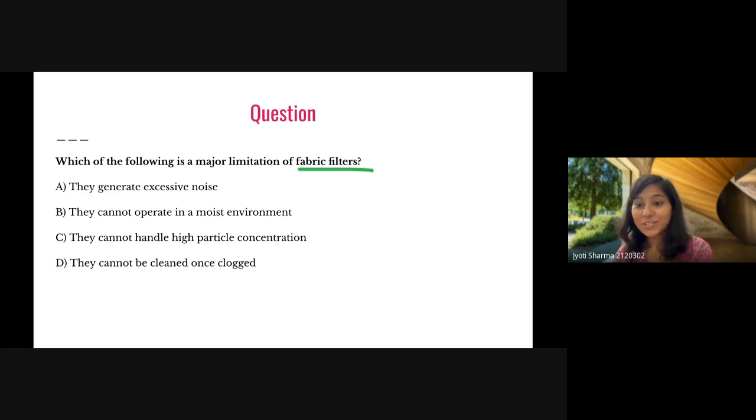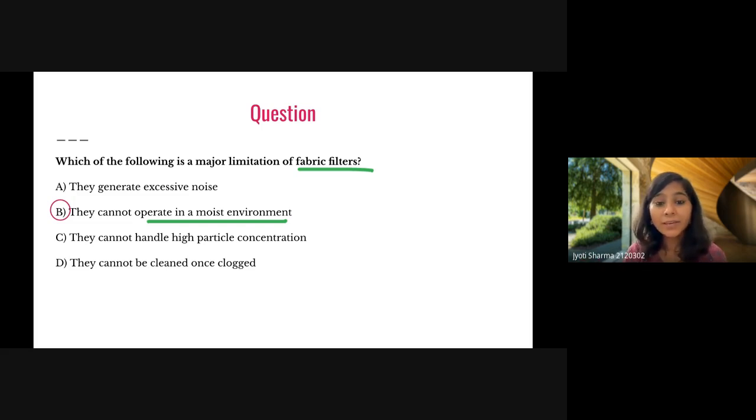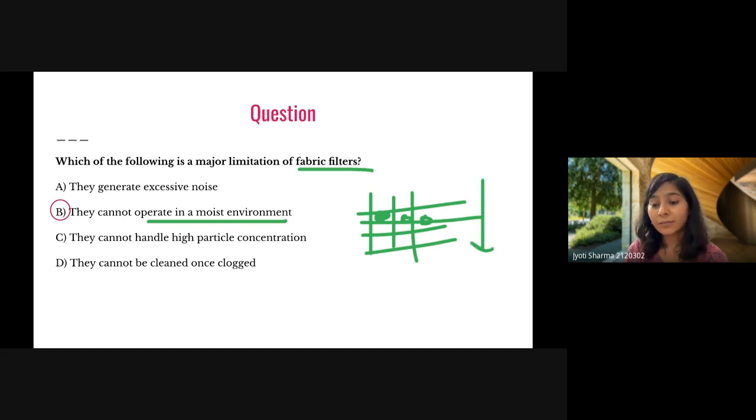Venkateshwar now changed to B, and yes, I agree with B. Priscilla also gave me B. They cannot operate in the moist environment. Why can't they operate in the moist environment? Because this is fabric, and fabric is woven. Whenever the gas has some moisture, the particulate matter will clog these pores and will not be deposited at the bottom. So this will reduce the efficiency of your fabric filter.